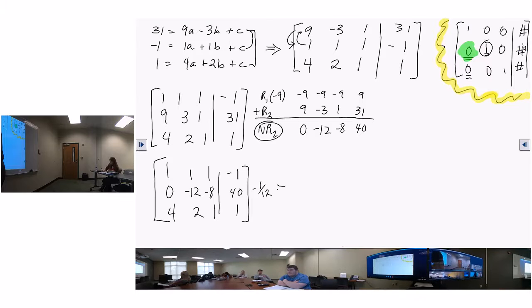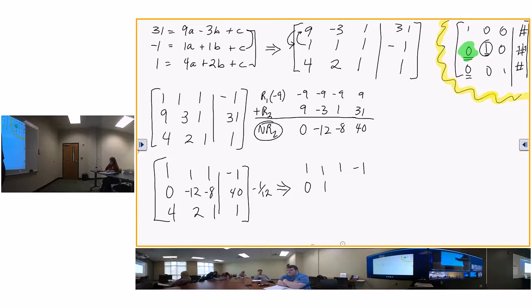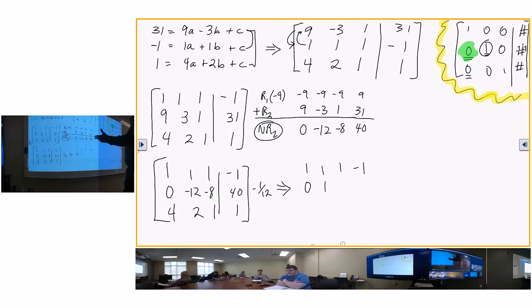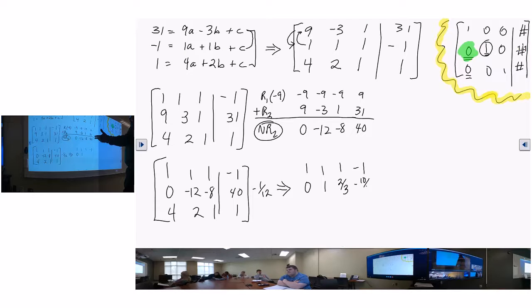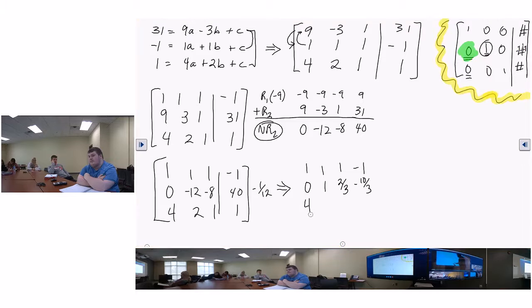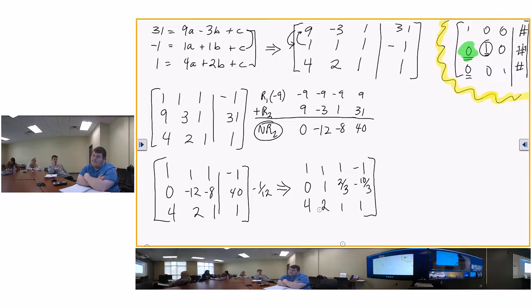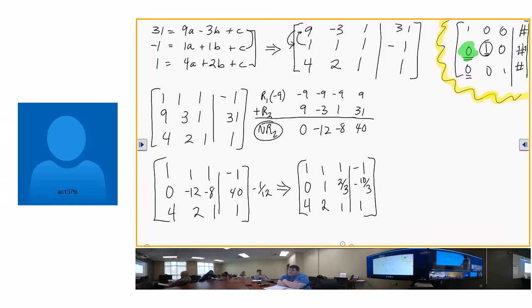And that's going to give us 1, 1, 1, negative 1, 0, 1. 8 divided by 12 is going to be positive, but what is that? 2 over 3? Somebody check my math. 2/3? Oh God, there's a fraction, so we should quit. And 10 over 3? Somebody check that for me. A equals 2, everybody. 4, 2, 1, 1. Somebody check my math and make sure, because I'm doing this for the first time. I haven't done matrices in years.